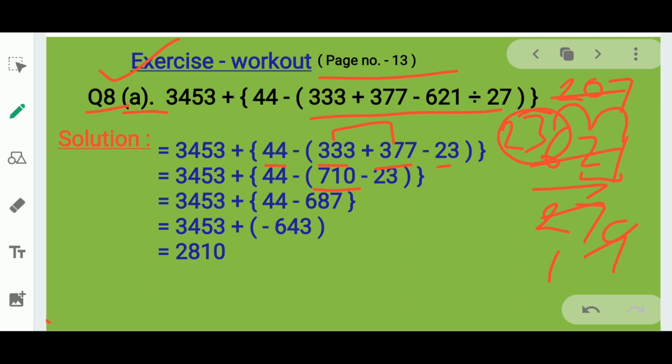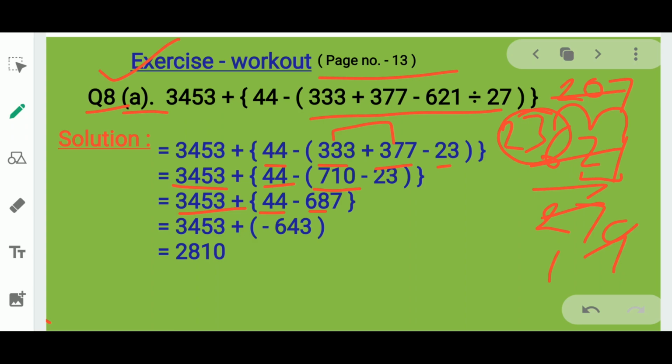Okay, 710 minus 23. 3453 remains the same, curly bracket remains the same, 44 remains the same, minus, and when we subtract 23 from 710, we get 687. Now because the small bracket is solved, we have to remove it. Now we have the curly bracket to solve. In the curly bracket, 44 minus 687 are present.